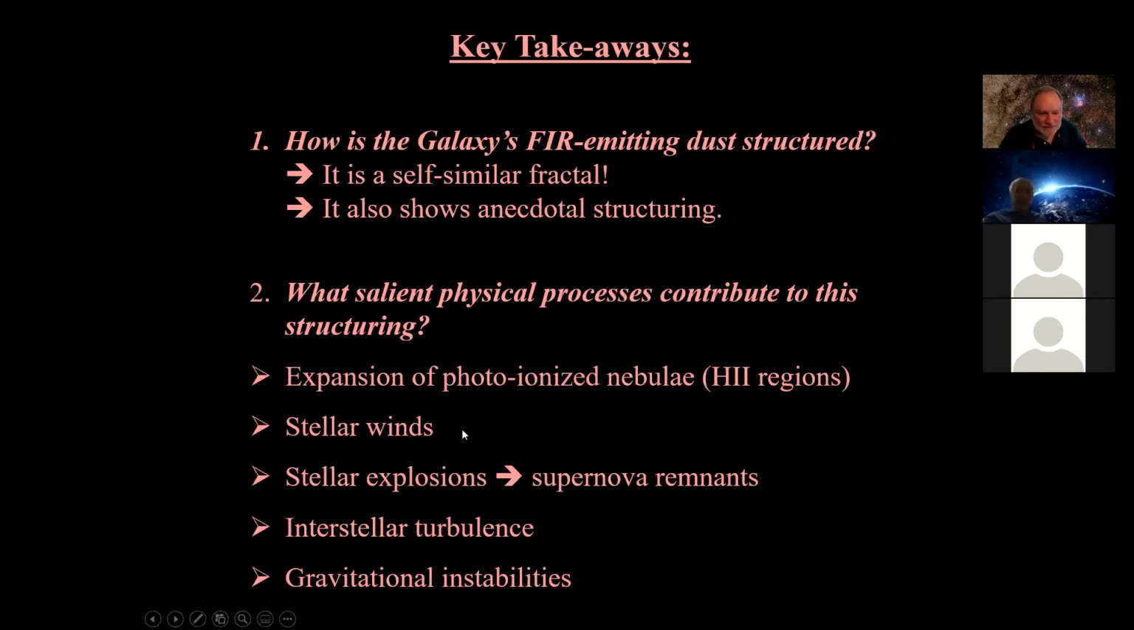Another possibility is that these same stars can blow mighty winds, not just when they're in their hot blue state, but also when they're in their red supergiant state, like Betelgeuse is now. And they can push things around. And then finally, the massive stars are doomed to explode as supernovae, and those will leave shell-like remnants as they interact with the ambient interstellar medium. So that's what the stars can do.